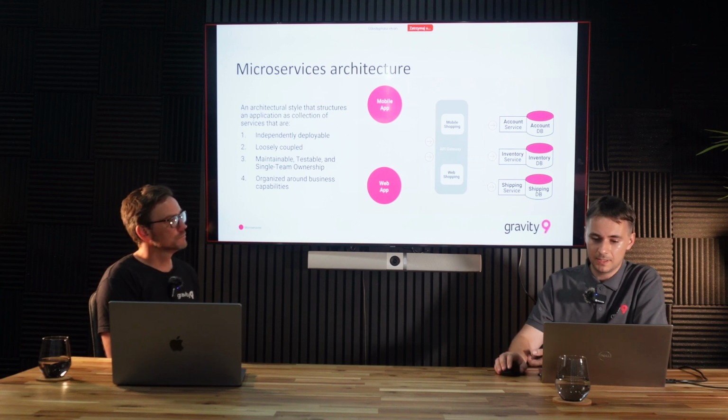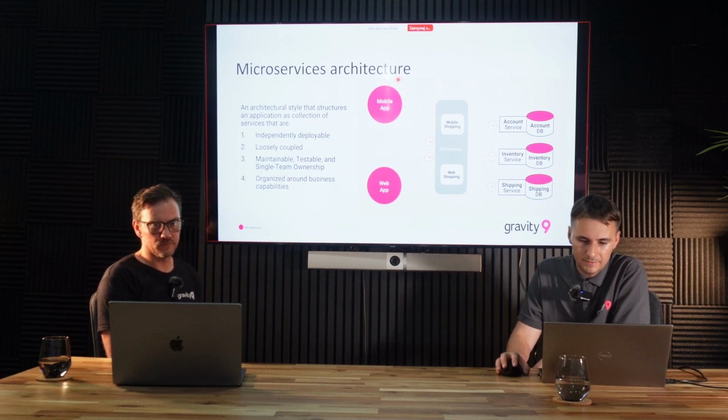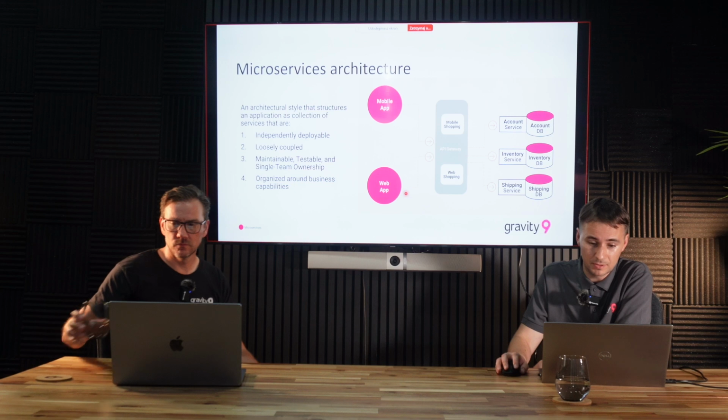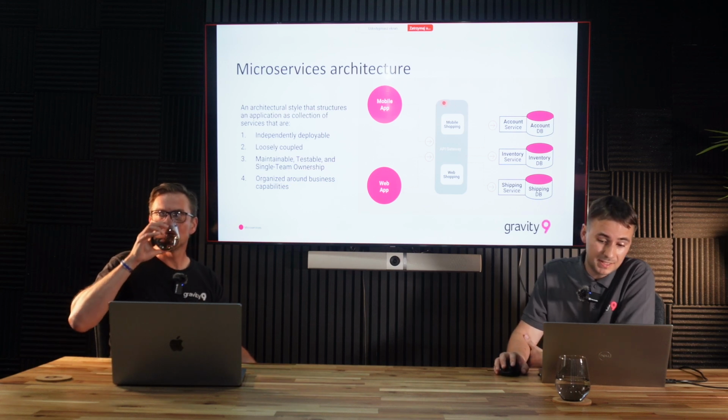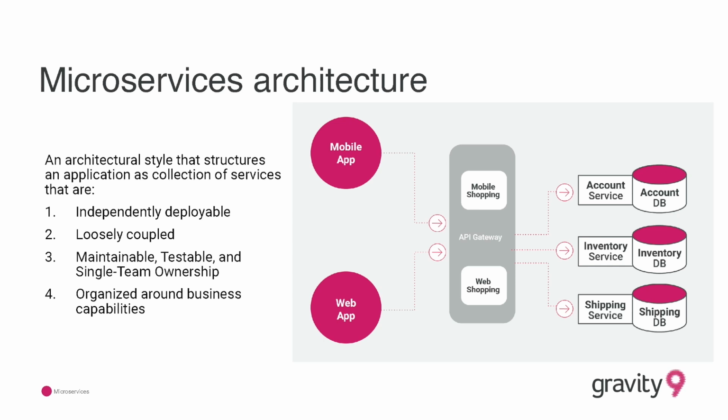So in this diagram, let me turn on the laser pointer. So in the diagram, we see a shopping app. On the left, we have a mobile app and the web app. They serve as the front-end interfaces for users. In the middle, we see the API gateway. We can think of it like a traffic controller, directing requests from the apps to the correct services.